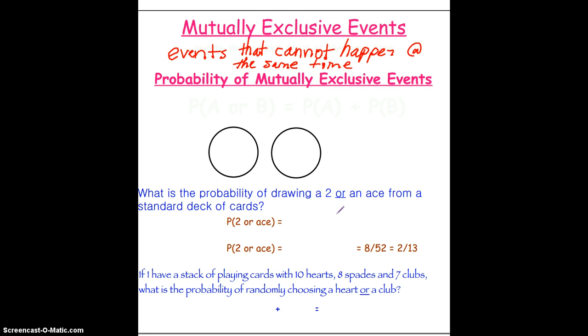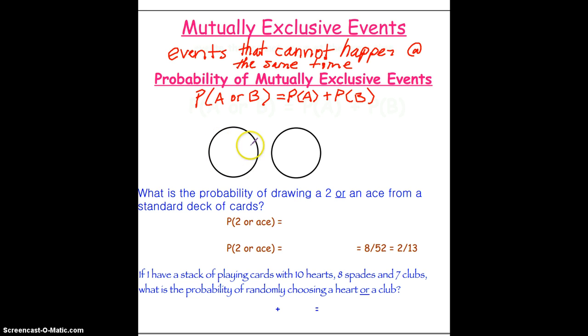You're going to see events that are not mutually exclusive in the next section, such as drawing a 2 and a heart, where there is a 2 of hearts, so they can occur at the same time. Right now we're focusing on things that cannot happen at the same time. A 2 and an ace are mutually exclusive. You cannot draw both at the same time. If you determine that 2 events are mutually exclusive, then to find the probability of either, you simply add the 2 probabilities together.